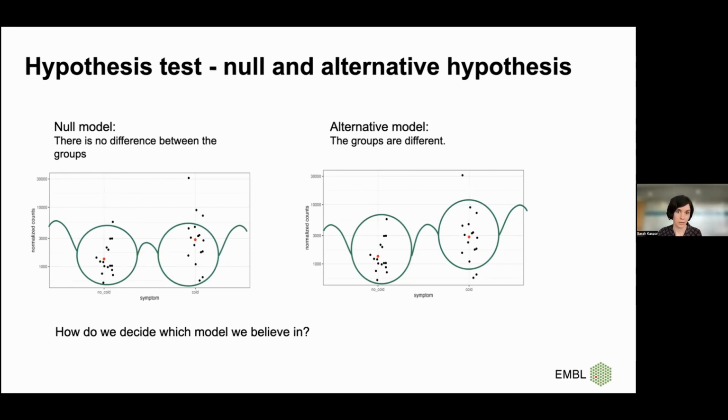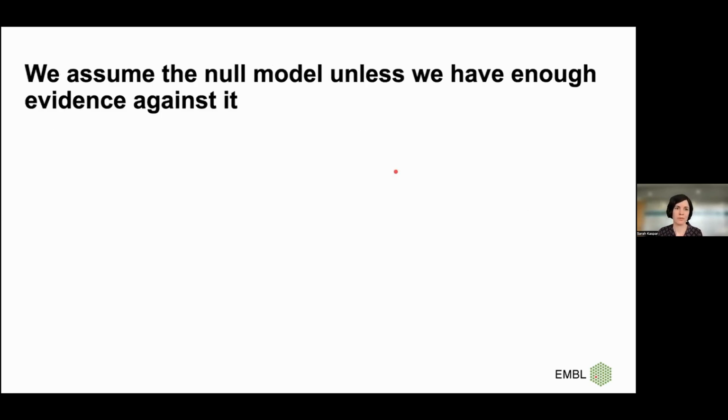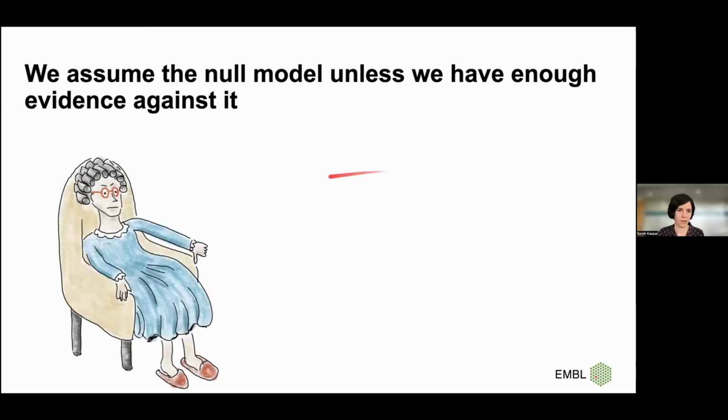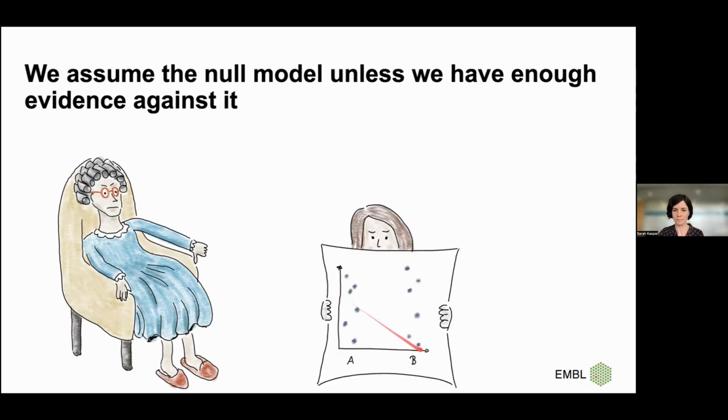So how do we decide which model we believe in the end? What we do is we start by assuming that the null model is true unless we have enough evidence against it. And I try to illustrate that a little bit again. So you can now imagine me in 20 years. That's me in 20 years, I will be super grumpy. I think that new discoveries are completely overrated, which means I wear my null hypothesis glasses, and I will believe that there is no difference between the two groups in your data, which you are showing to me, unless I have enough evidence against this view.